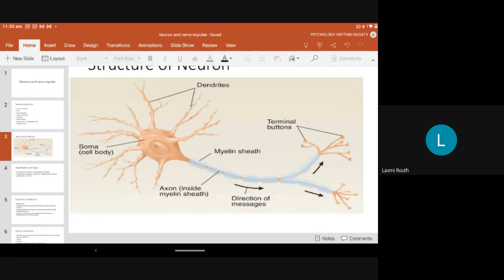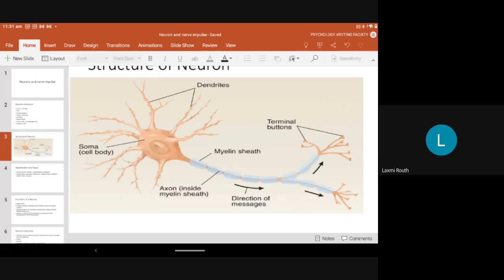So, the soma, that is the cell body, that is the main part. Then the branch of tree-like sections, that is the dendrites, and the axon inside, which is covered by a sheath, that is the myelin sheath. And the direction of the messages, see the arrows, these are the directions of the messages, and this neuron is connected with another neuron by some terminal buttons.